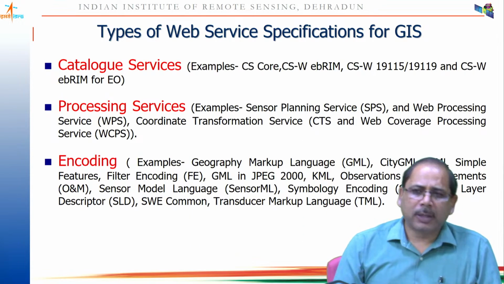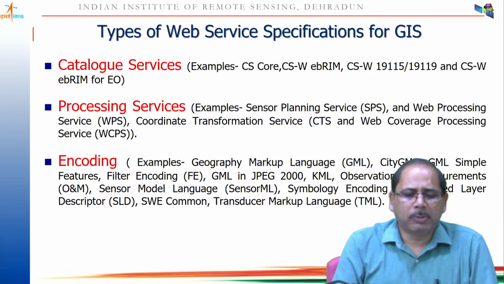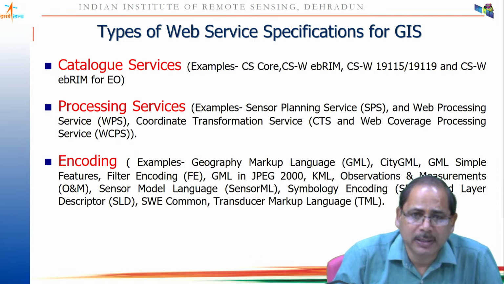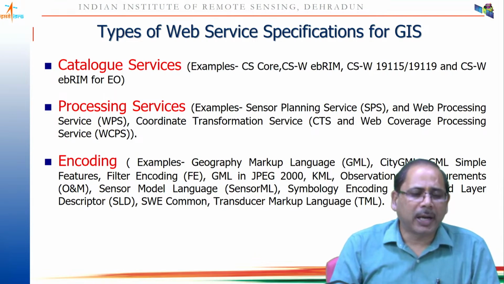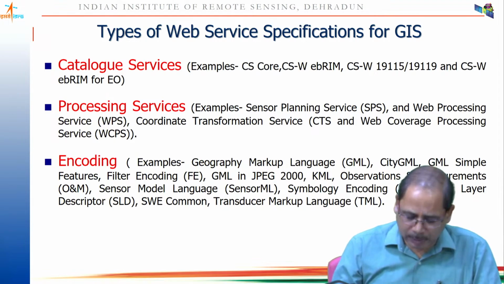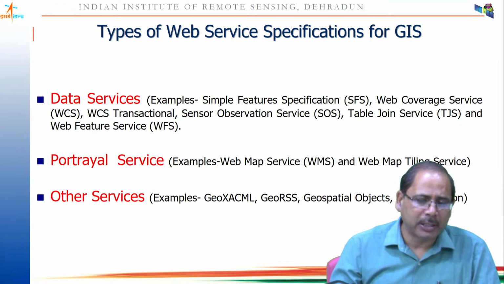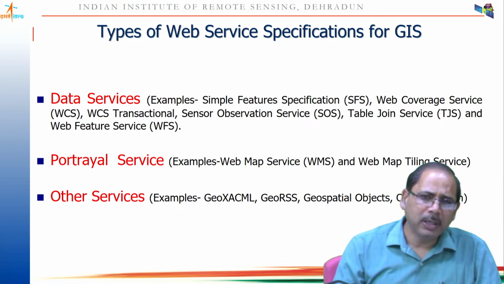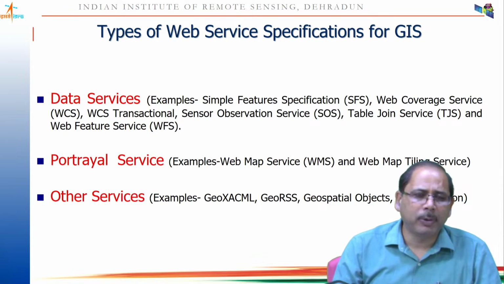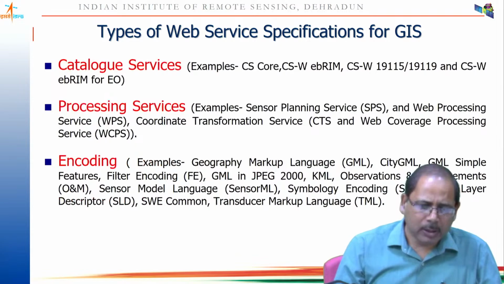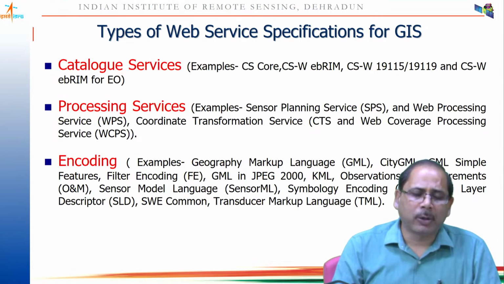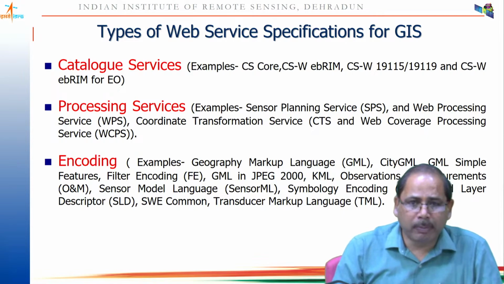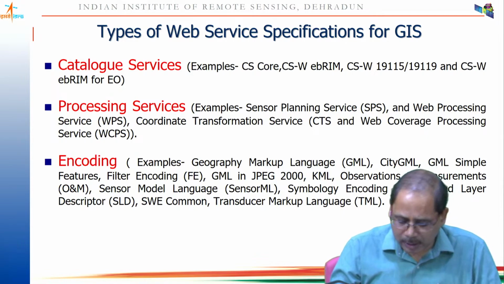These are some of the popular service specifications from OGC, especially when you are dealing with online GIS applications. We call them web services, like the catalog service, processing service, encoding service, data service, portrayal service, and other services. These services are available for the developers and also the users. So you can develop your own service depending on your requirements. Then your application or software will be accessible by your users in an interoperable manner. So interoperability is the keyword here.